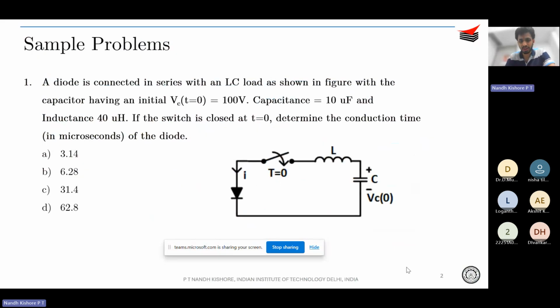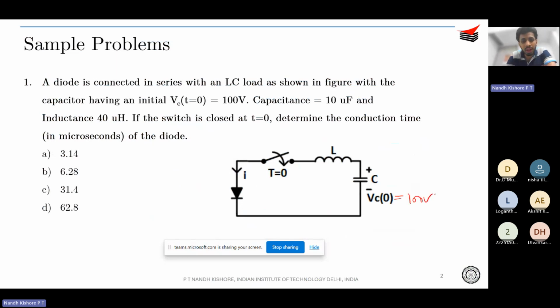Okay. So now there is a slight modification to the circuit. Earlier we just saw a voltage source and then a diode and inductor. Now it is said that a diode is connected in series with an LC load as shown in figure, with the capacitor having an initial voltage of 100 volts. So across this capacitor you have an initial voltage of 100 volts.